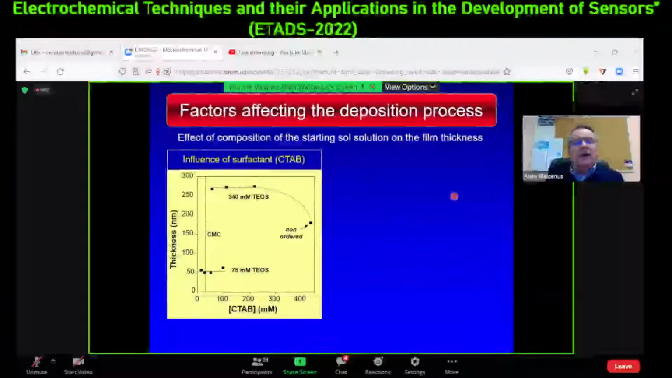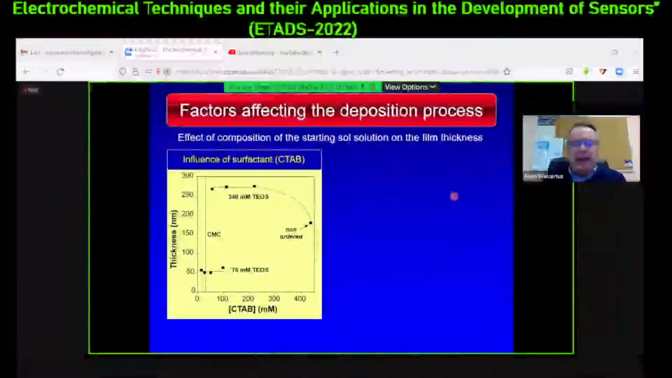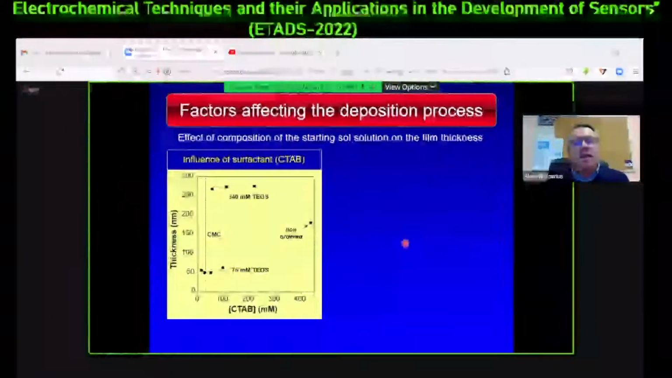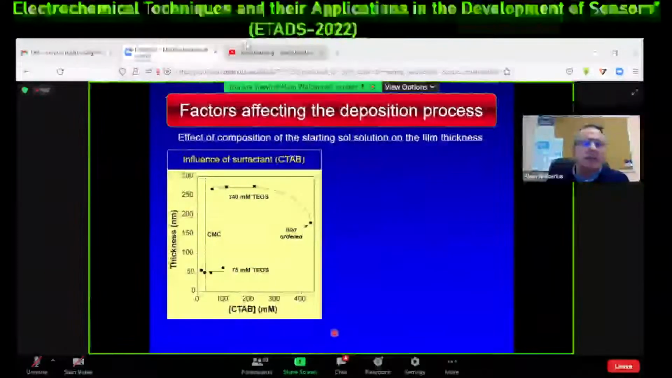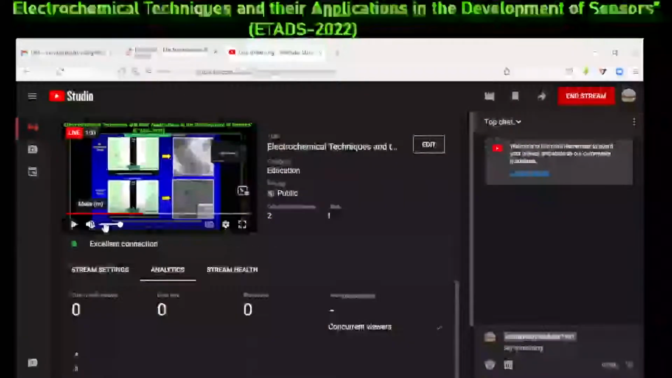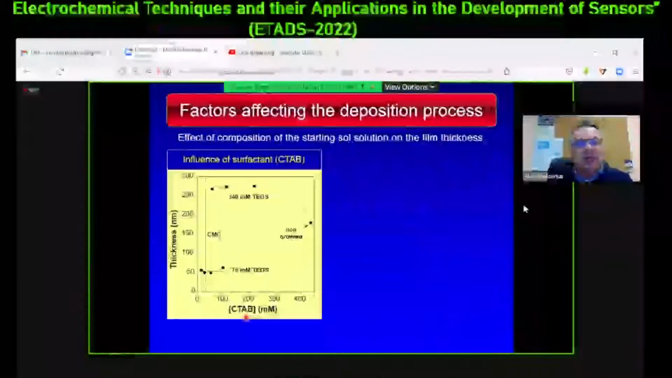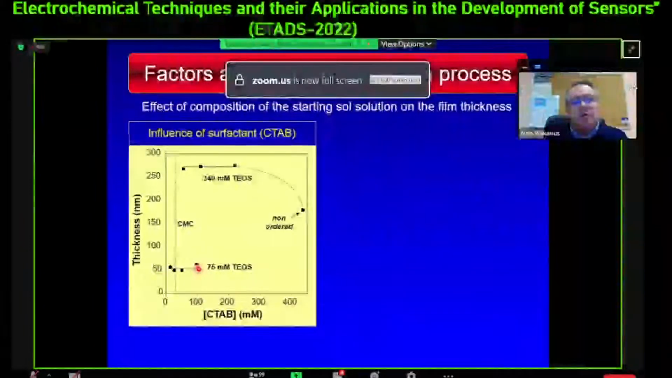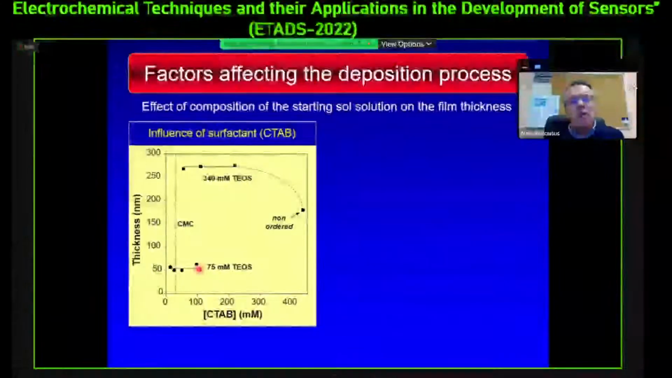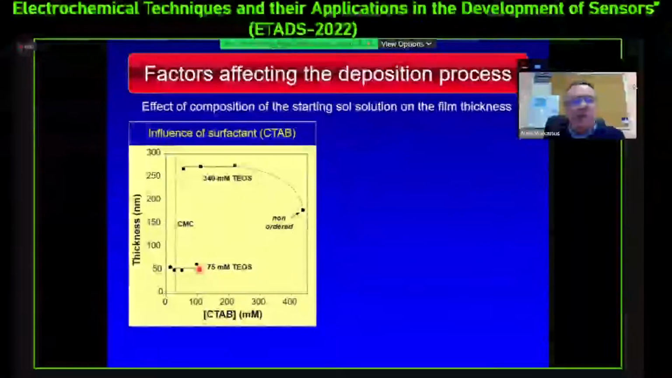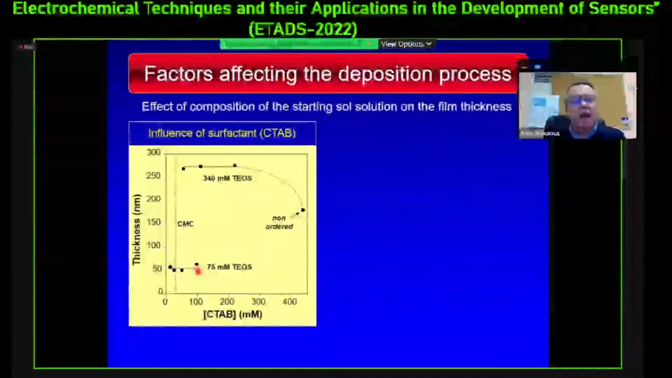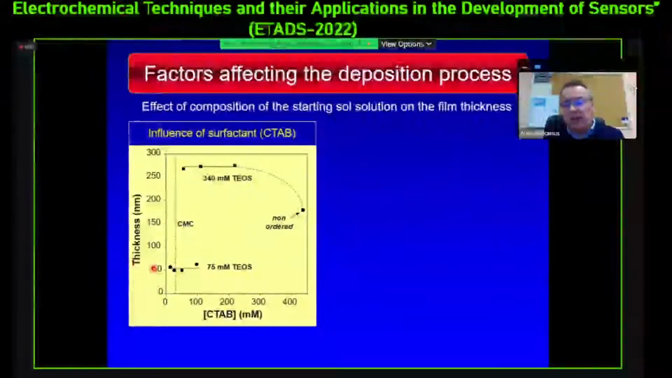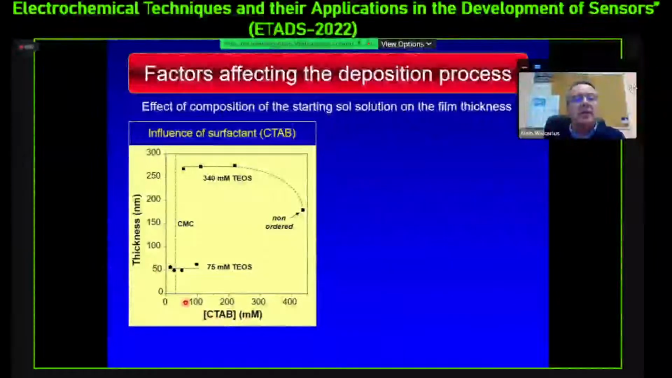So now we can play a little bit with the experimental parameters that are likely to affect the film deposition. And the first one is the concentration of the cetyltrimethylammonium bromide surfactant template. As you can see here, we can observe the formation of this film in a quite wide CTAB concentration range, and the thickness of the film is not affected by this concentration of CTAB. The concentration must be very close to the critical micellar concentration.